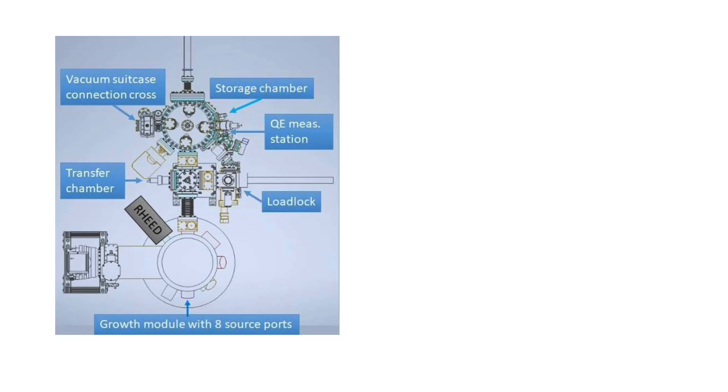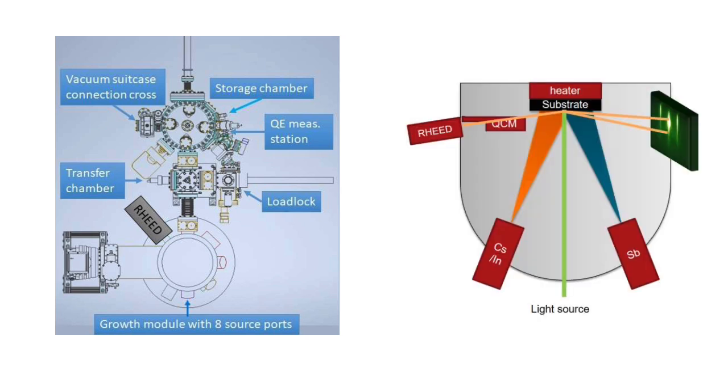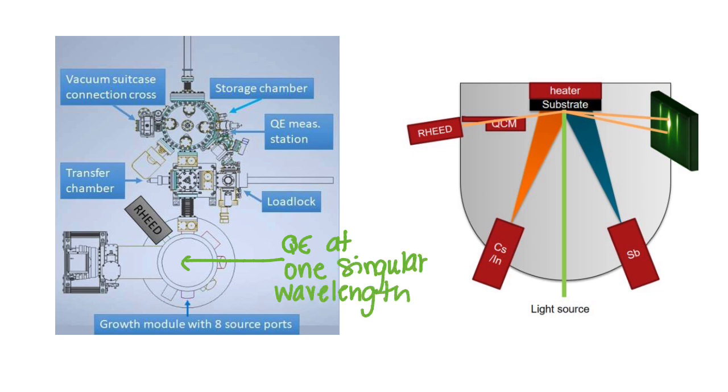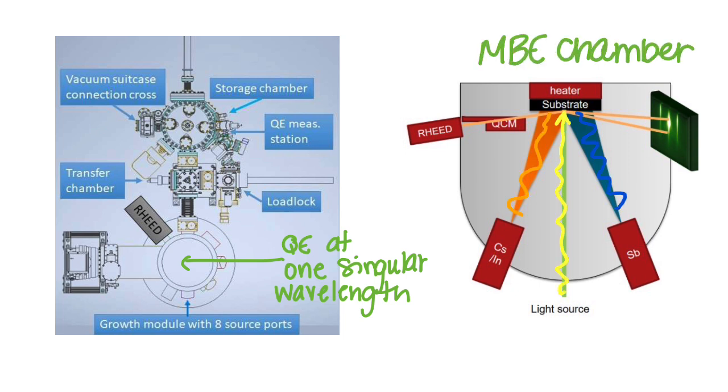This picture shows the diagram of the molecular beam epitaxy, or the MBE photocathode system. In the MBE chamber, we are measuring the QE at one singular wavelength around 530 nanometers during the growth. The picture on the right shows what happens in the MBE chamber during the growth. The light hitting the substrate helps measure the QE as well as the sources in blue and orange depositing onto the substrate. We have 3 deposition methods.